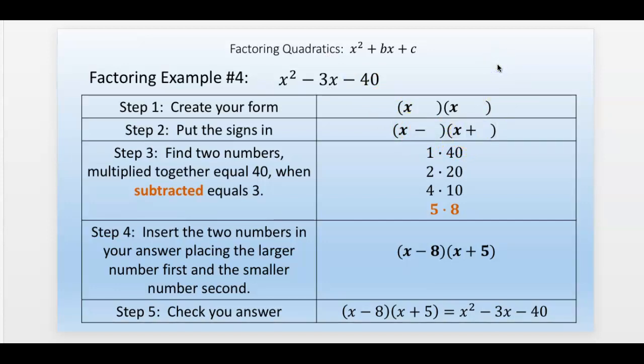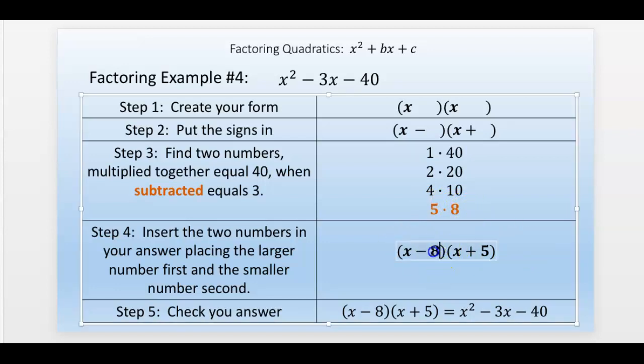All right? Then I factor 40 into factored pairs. And I'm looking for two numbers. When I subtract them, I get 3. So it's 5 and 8. And I go ahead and put them in there, making sure I put the 8 in first. The 8 has to go with the negative sign. All right?